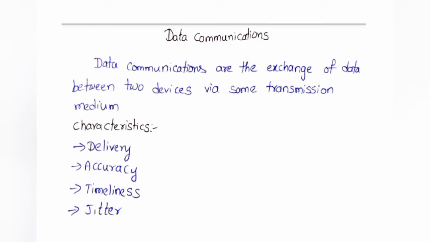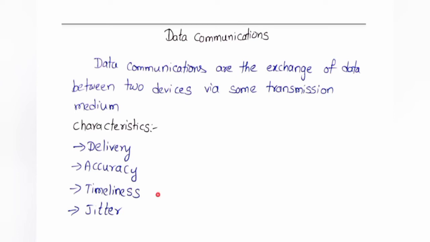The next one is accuracy. The system must deliver the data accurately. Accuracy means the data should not be altered while transmitting. Let us consider an example. Suppose you are downloading a movie, and while downloading, some part of the video is missing. That means there is some alteration or error in the transmission, so it is not useful. If you do not get to watch the movie completely, it is not useful. So accuracy means the data should not be altered while transmitting.